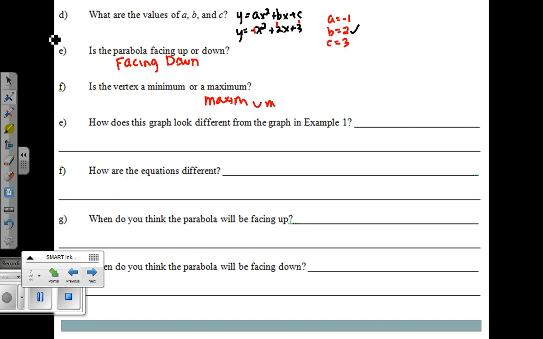So maybe you could come up with some idea of when you think the parabola will be facing up, when you think it will be facing down. Take a moment, pause this, and write a response to G and H. And we'll eventually discover if you're right. Maybe you have the right idea.